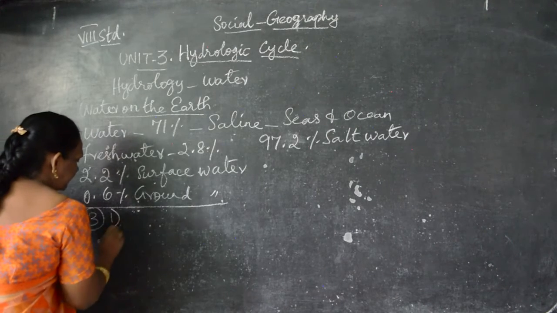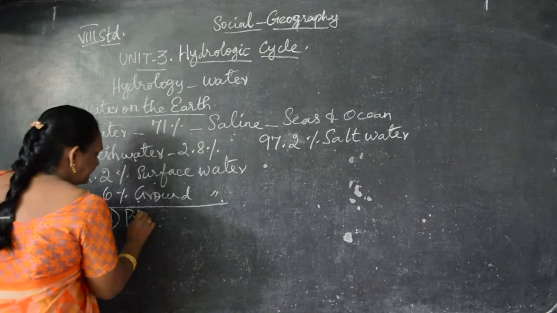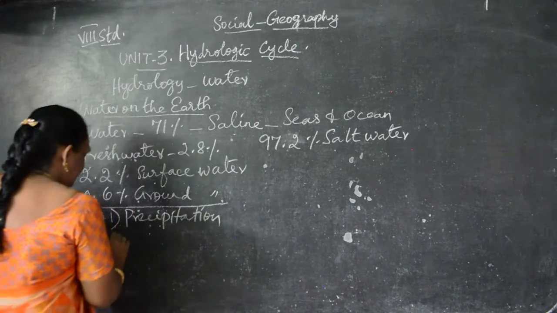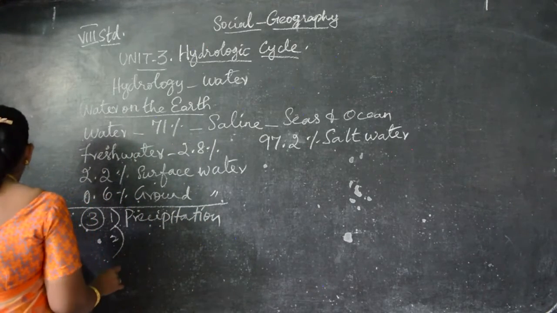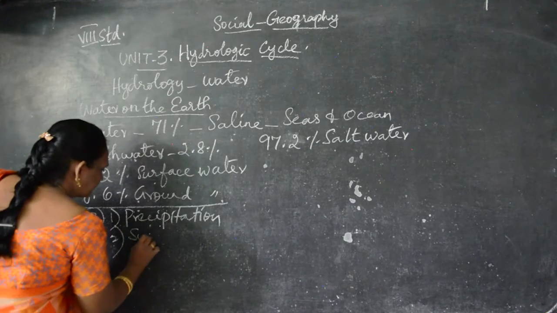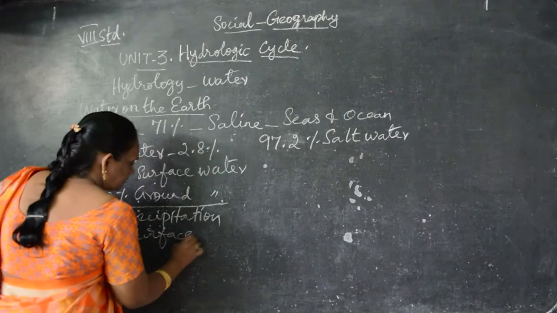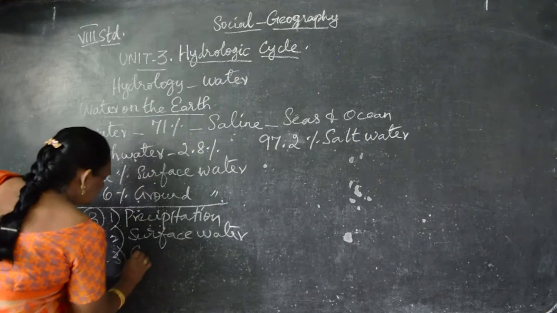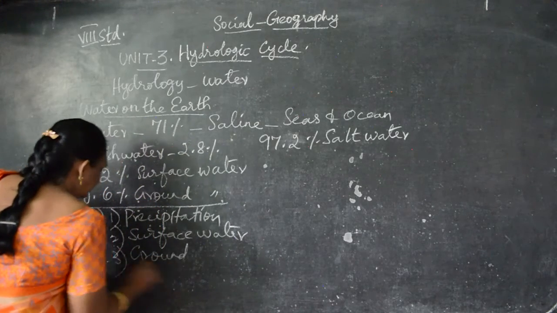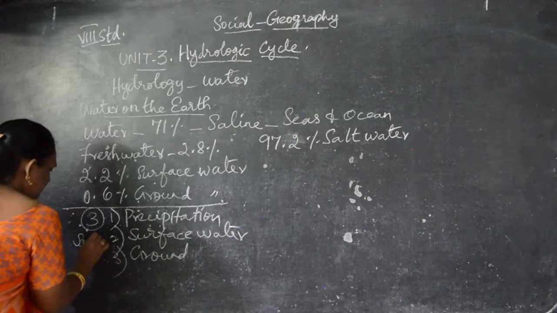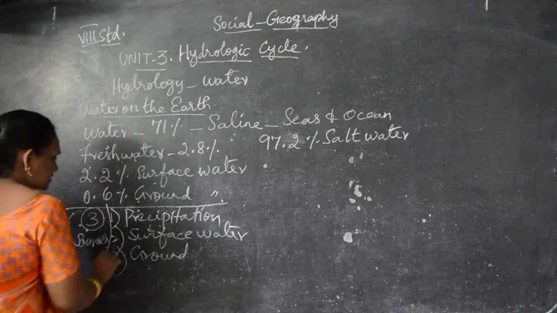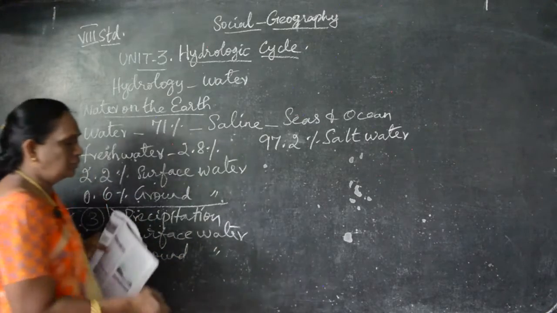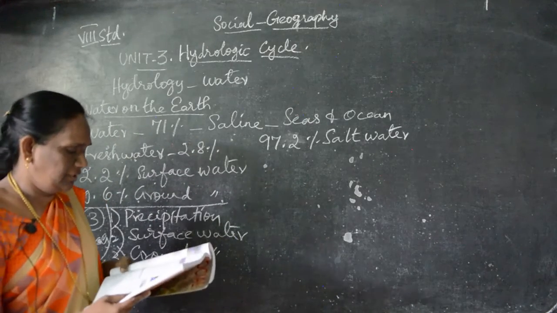Three sources. First one, precipitation. Second one, surface water. And the third one, groundwater. Three sources. What are the three sources? One is precipitation, surface water and groundwater. These are the three sources.